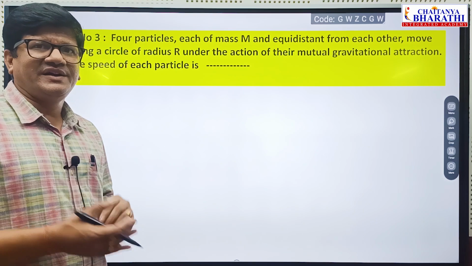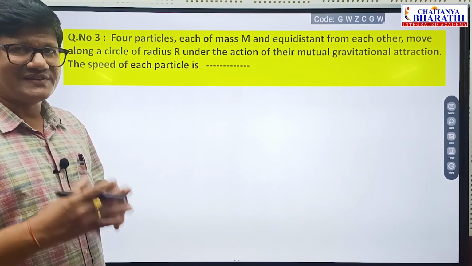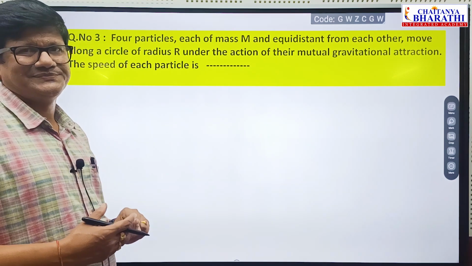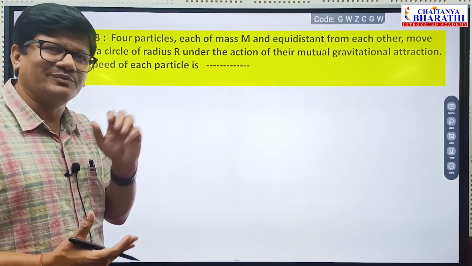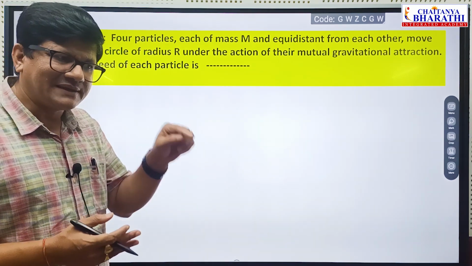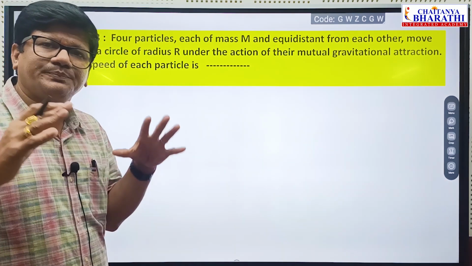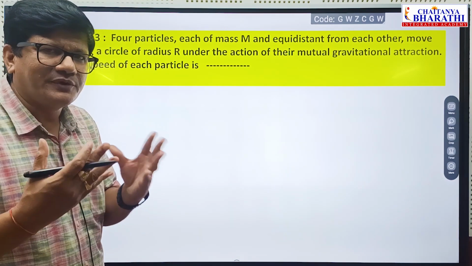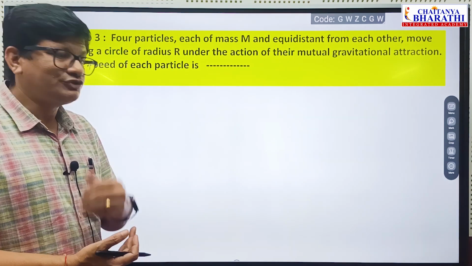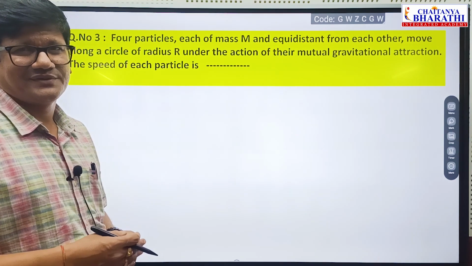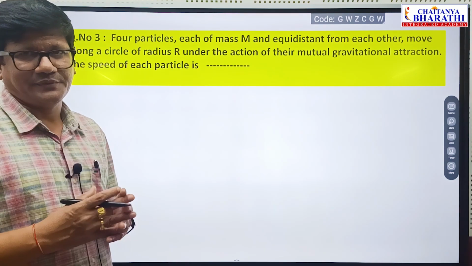Already in kinematics we discussed motion in a plane, circular motion. If any particle moves in a circular motion, along a curved path, which force is acting on it towards the center? That force is centripetal force. Okay? So centripetal force.